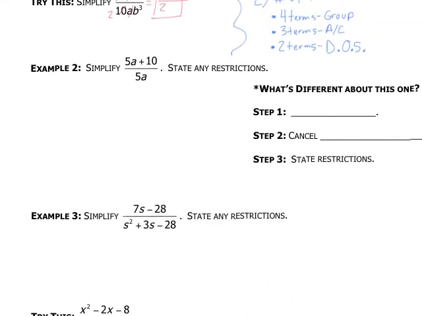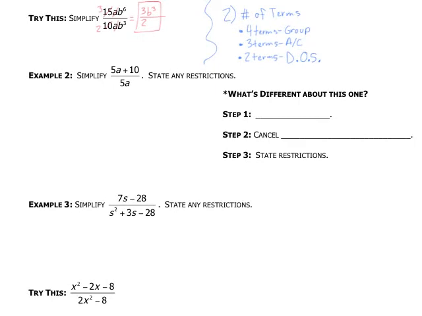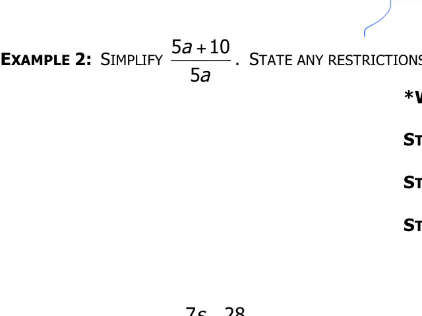So in example 2 here, you can see that I have some addition on top in this problem. Your first temptation, and I don't want you to write this, may be to say, okay, well, I can cancel 5a and 5a, and the answer is 10. But I want to take a pause there and ask you.